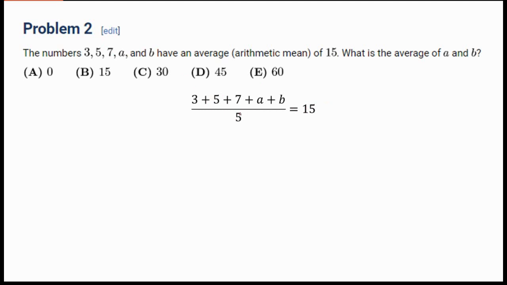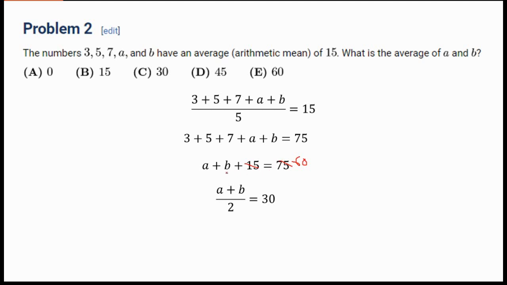Then we can multiply by 5 to get rid of the fraction here. We combine like terms. Then we get rid of the 15 to isolate A and B. There is no way to figure out A's value or B's value, but since the question asks for the value of the average of A and B, we can easily figure out that using the original definition: we take the sum of A and B and divide by 2, as there are 2 variables, in order to get 30, or C.